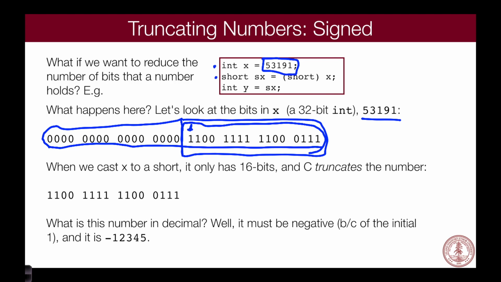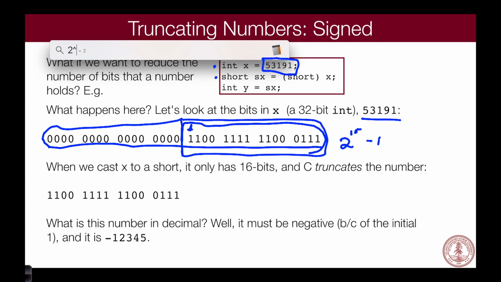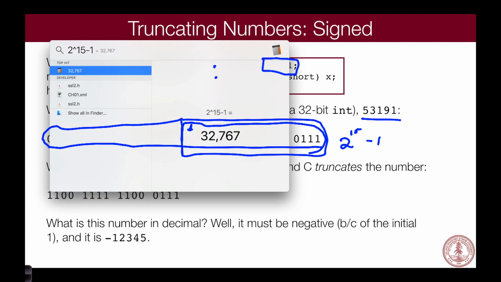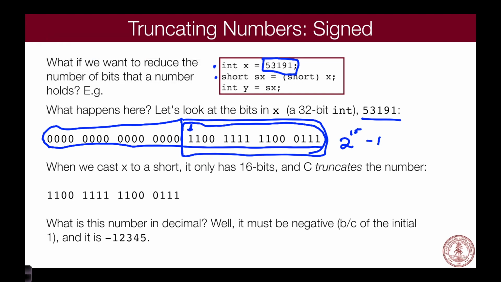Remember, for a 16-bit signed number, we can only go up to 2 to the 15 minus 1. Let's see what that number actually is if we go into Spotlight. 2 to the 15 minus 1. We can only represent up to 32,767. Well, we've got a problem here, right? This number is too big. It's bigger than the 32,767. It's too big.